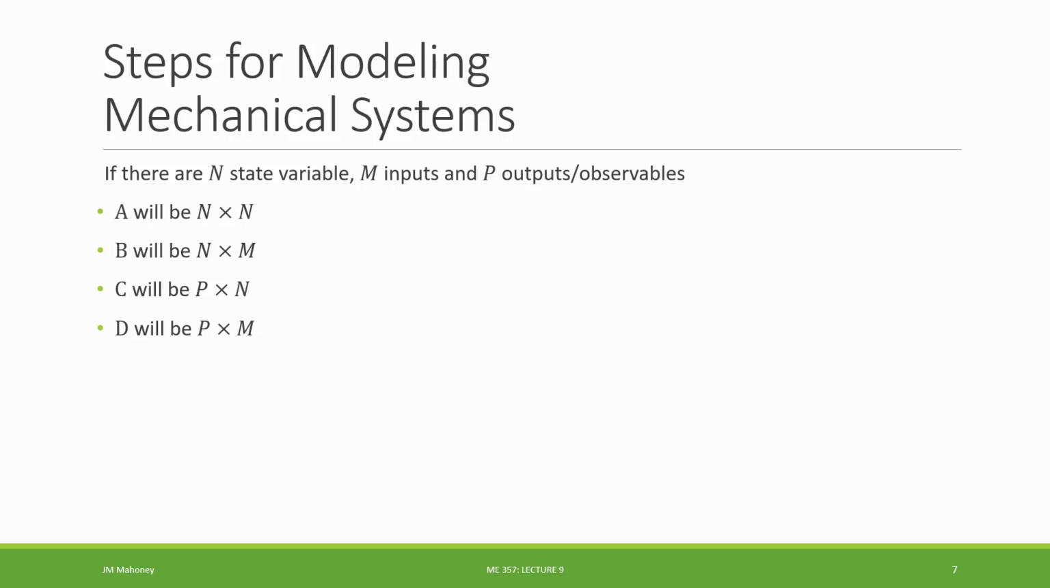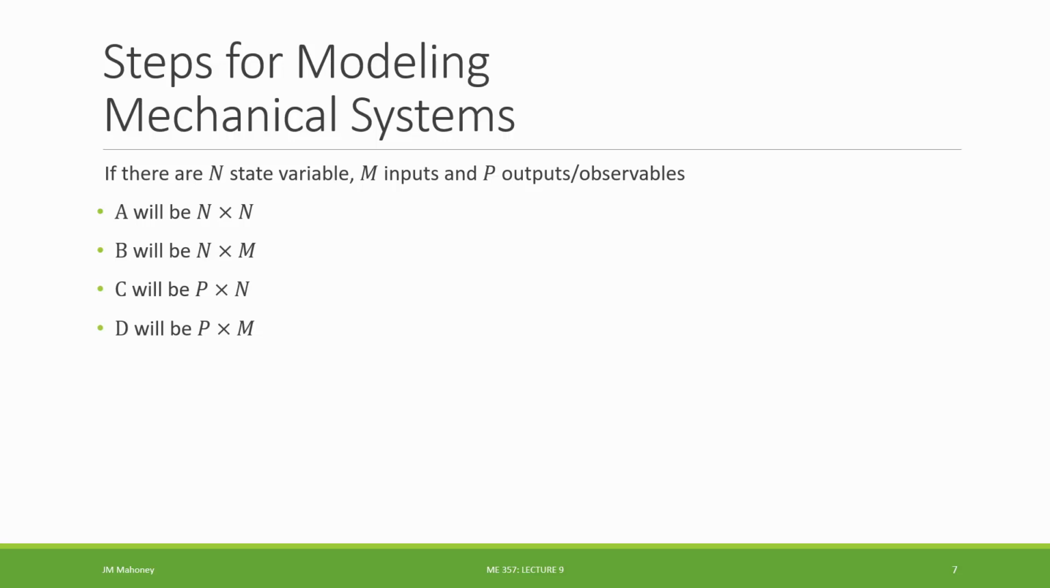Before we are done with our model, we want to ensure that the A matrix, the state matrix, is n by n. So the number of state variables by the number of state variables. A is always going to be a square matrix. B, how the inputs interact with our physical system, will always be n by m. So n rows by m columns. The C, the observability matrix, will always be p by n, and the throughput matrix D will always be p by m.